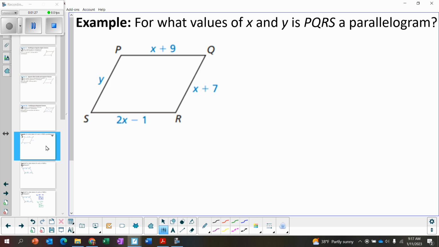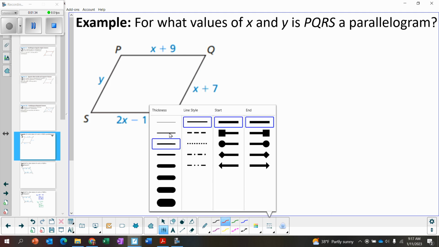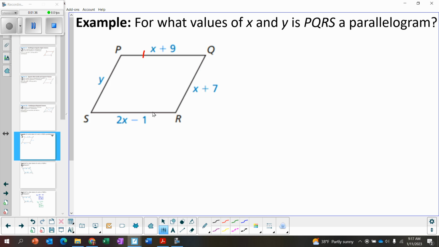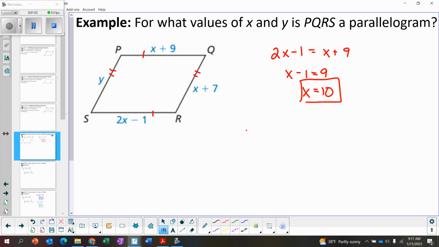So some questions we have are basically treating it as if it was a parallelogram. They're asking for what values would it be a parallelogram. If this was a parallelogram, then the opposite sides would be congruent. I could say that 2x minus 1 is equal to x plus 9. Subtract x and add 1, and x would have to be 10 for it to be a parallelogram. And I could do the same thing for the sides here. Now that I know x is 10, y equals x plus 7, which means y equals 10 plus 7. So y would have to be 17.